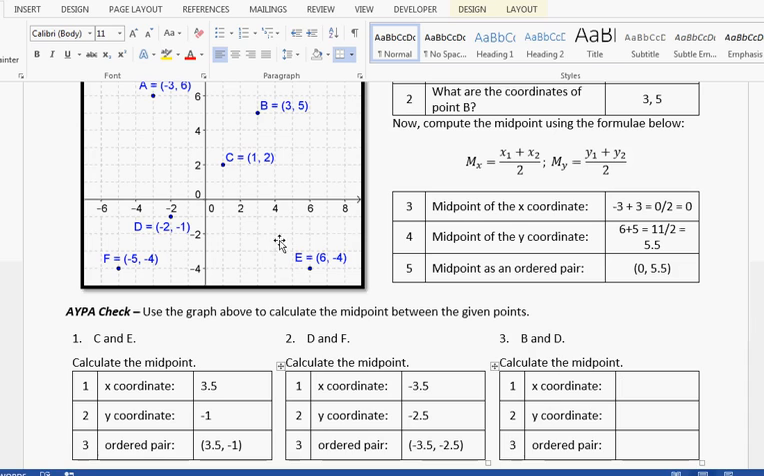How about between B and D? Here's B, here's D. 3 plus negative 2 is 1, divided by 2 is 0.5. And then 5 plus negative 1 is 4, divided by 2, which is 2. So the ordered pair is 0.5, 2.